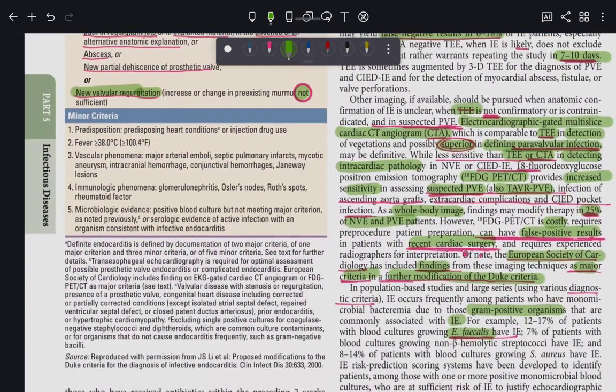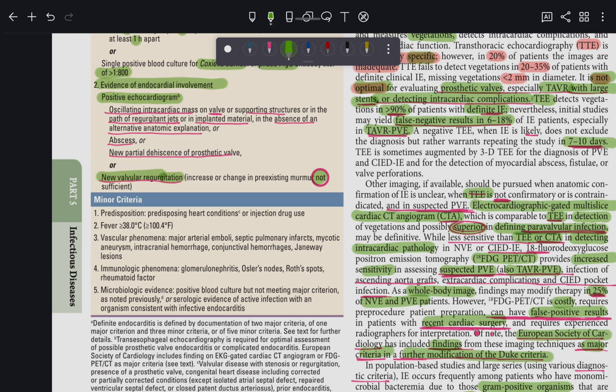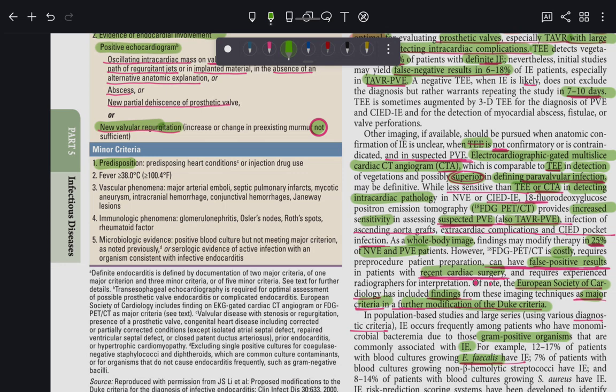What are the minor criteria? There is predisposition, meaning predisposing heart conditions or injection drug use, or fever greater than 38 or 100.4, and vascular phenomena: arterial emboli, septic pulmonary infarcts, mycotic aneurysms, intracranial hemorrhages, conjunctival hemorrhages, Janeway lesions. And immunological phenomena: glomerulonephritis, Osler nodes, Roth spots and rheumatoid factor.